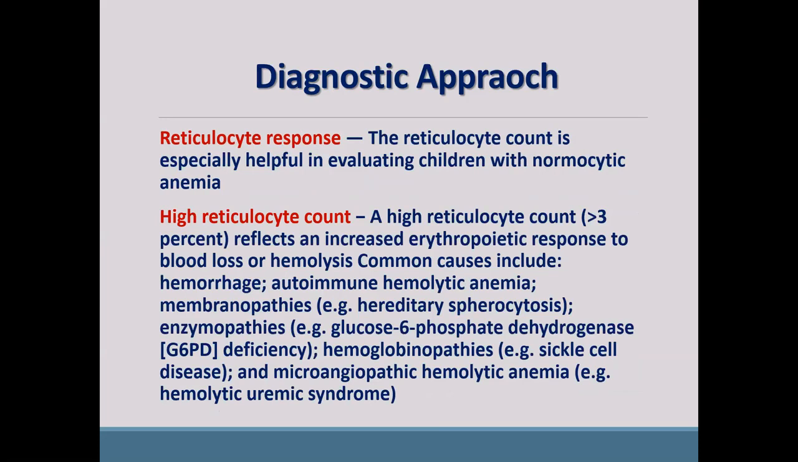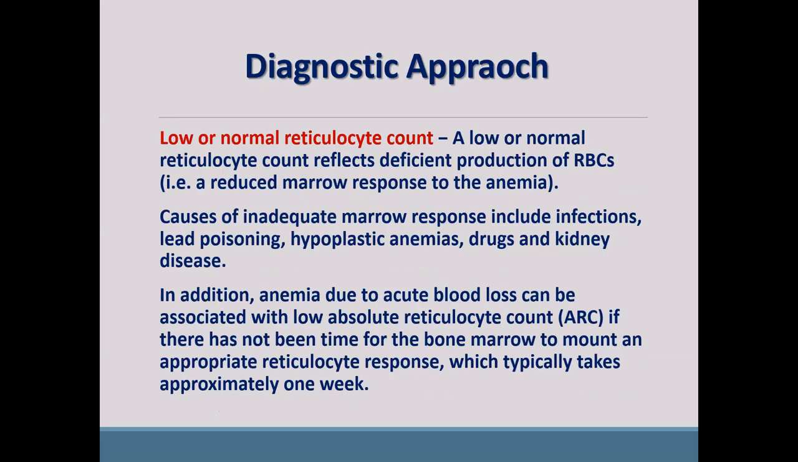Retic count is helpful in evaluation of children with normocytic anemia. As we mentioned also, a high retic count, more than 3%, reflects increased erythropoietic response to blood loss or hemolysis like hemorrhage, autoimmune hemolytic anemia, hereditary spherocytosis, G6PD, sickle cell anemia, and hemolytic uremic syndrome. While a low or normal reticulocyte count indicates reduced marrow response to anemia. It includes infection, lead poisoning, hypoplastic anemia, drugs, and kidney disease.